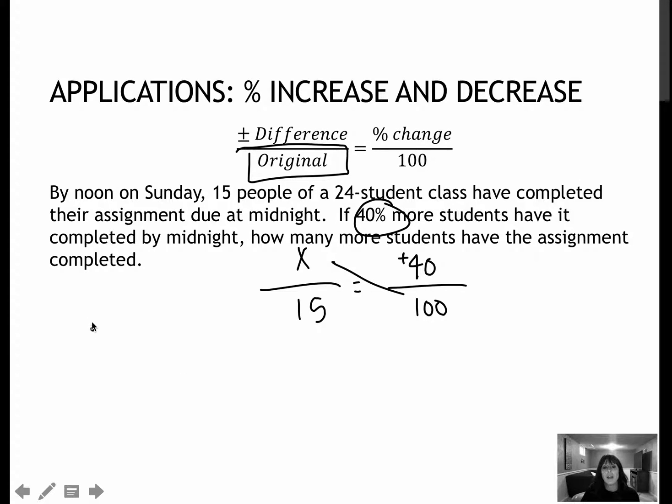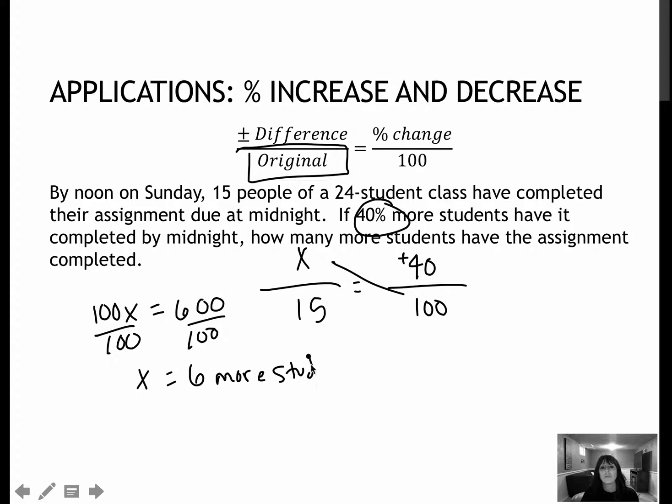So cross multiply, I get 100x equals 600. I divide by 100 to get x equals 6. So how many more students have the assignment completed? 6 more students. 6 more students have it done. So how many total? 15 plus 6, which is of course 21 out of 24 students.